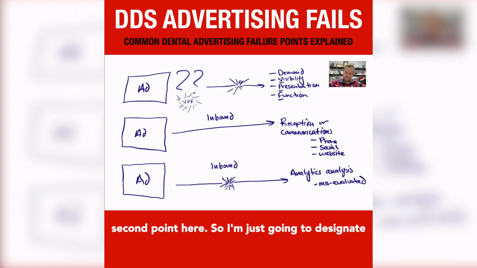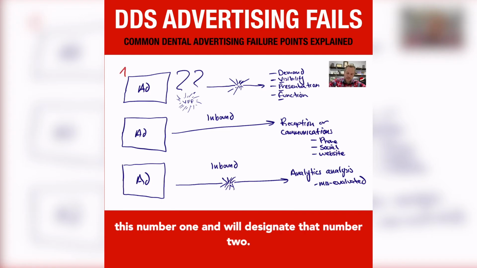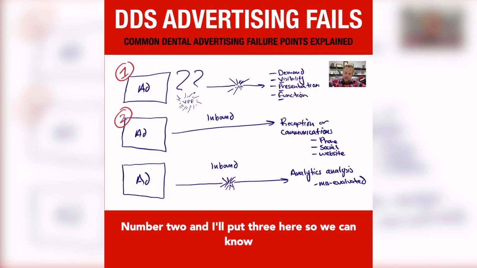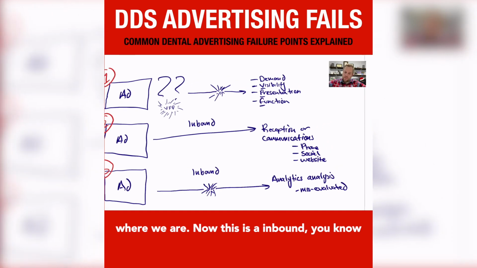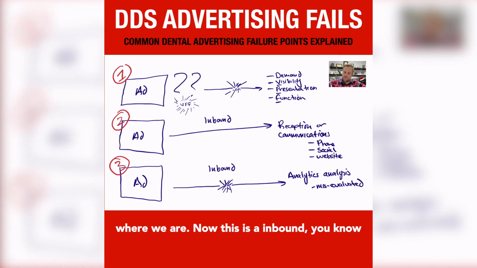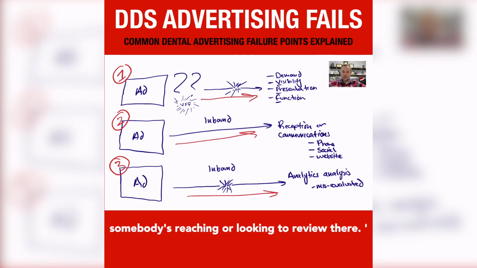Second point here. So I'm just going to designate this number 1, and then we'll designate that number 2, and I'll put 3 here so we can know where we are. Now, this is inbound. These arrows that I put here represent inbound, meaning somebody's reaching or looking toward you. That's the whole purpose of an advertising campaign, to get someone to look at you, come to you, inquire, want more about your service, right?